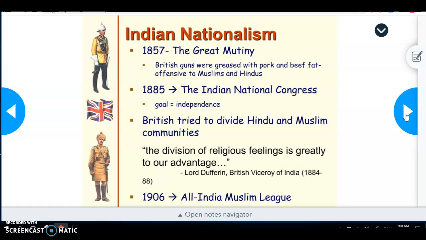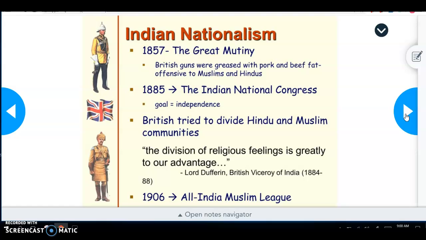In 1885, the Indian National Congress was formed in order to start the talks of independence. The British are going to try to divide the Hindus and the Muslim communities. And this is part of what happens in the Kashmir region once, you know, these areas do get their independence.